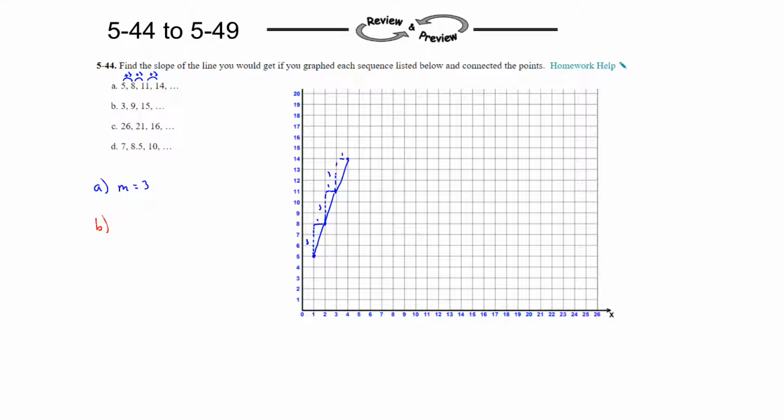On B, 3 to 9 is plus 6, 9 to 15 is plus 6, so your slope would be 6. On C, 26 to 21, you're adding a negative 5. And on the next one, you're adding a negative 5. So your slope would be negative 5. And then on your last one, D, 7 to 8.5, you're adding 1.5. 8.5 to 10, you're adding 1.5. So your slope is 1.5.